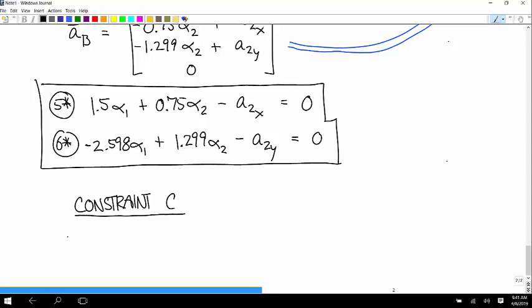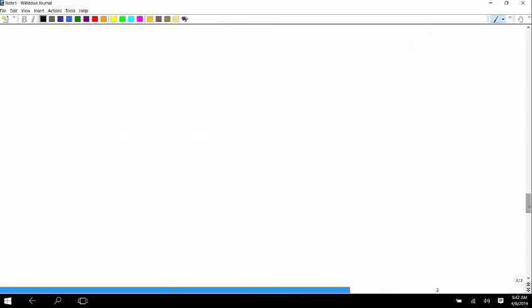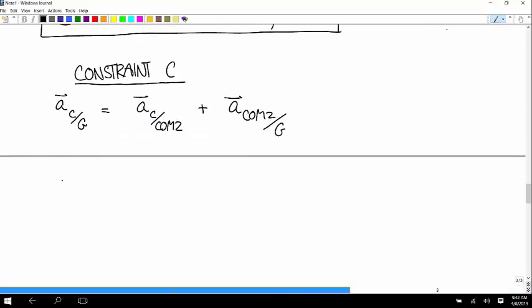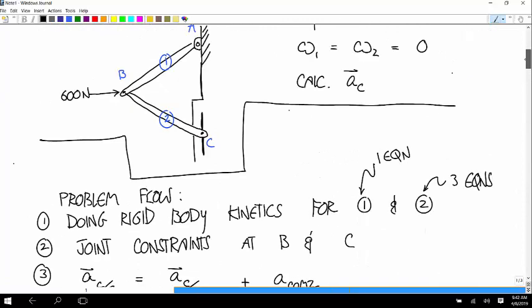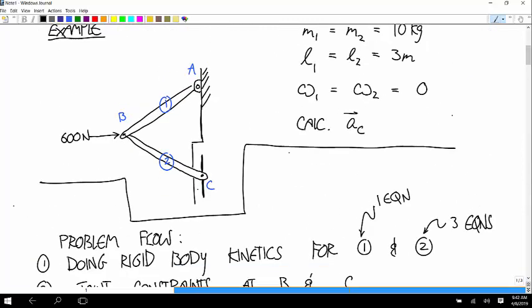So for this one, we just have to calculate the acceleration of that point C according to member 2. The acceleration of C relative to the ground is equal to the acceleration of C relative to the center of mass of 2 plus the acceleration of the center of mass of 2 relative to the ground. And so I'll rewrite this as the acceleration at C is equal to 0, 0, alpha 2 crossed with the r vector. This time our r vector is going from the center of mass of 2 to C.